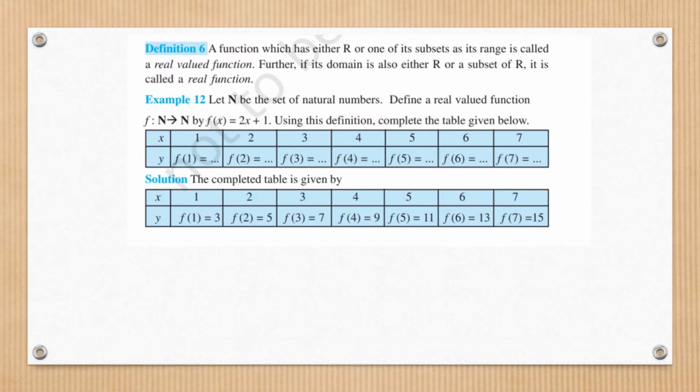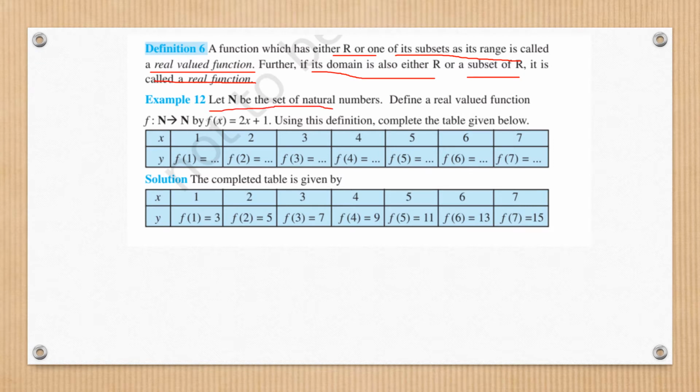Now definition number 6: a function which has either R or one of its subsets as its range is called a real valued function, right? Meaning whose range is either the set of all real numbers or one of its subsets is called a real valued function. Okay, the value of the function is real, and if its domain is also either R or its subset, then it is called a real function, right?